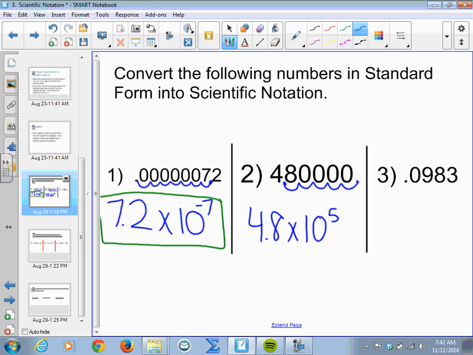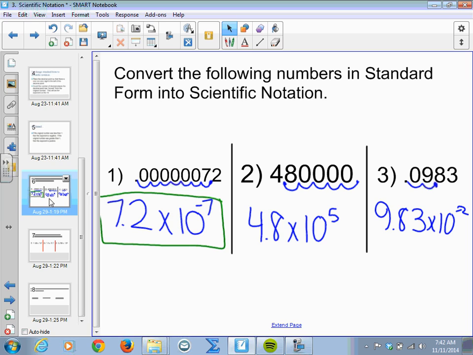And number 3, the decimal point is going to move. We only have one number left of the decimal point, so move it 2 places. So we have 9.83. The point moved over 2 places, and it was less than 1 to begin with. So we have 10 to the negative second. Let me rewrite that, -2. It looks kind of sloppy. That is converting numbers from standard form into scientific notation.